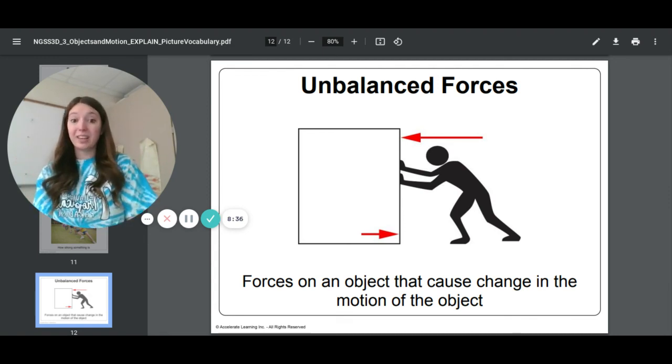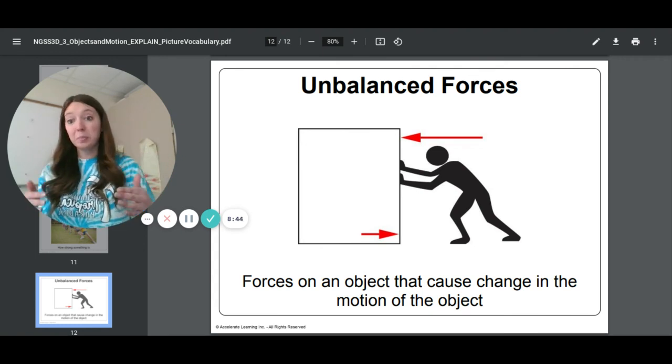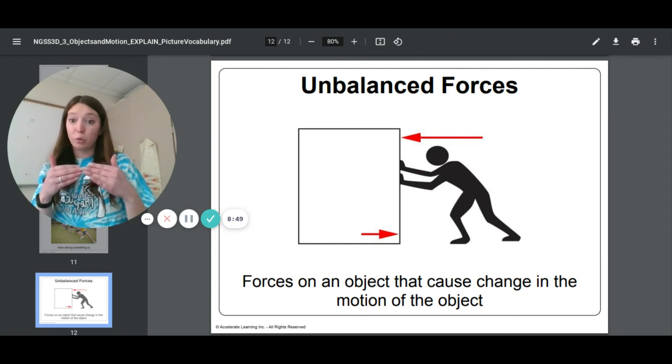For unbalanced forces, it means that there are forces on an object that actually cause the motion or a change in motion of that object, meaning that something is moving. If it's unbalanced, you're going to see movement, okay, because it means that there's not the same amount of force.